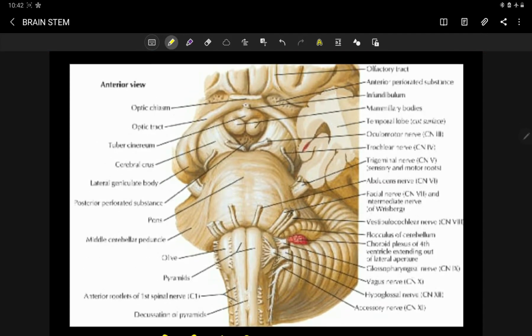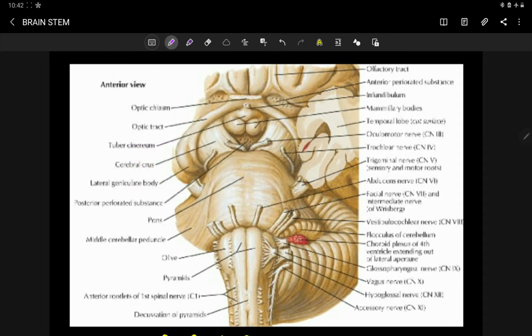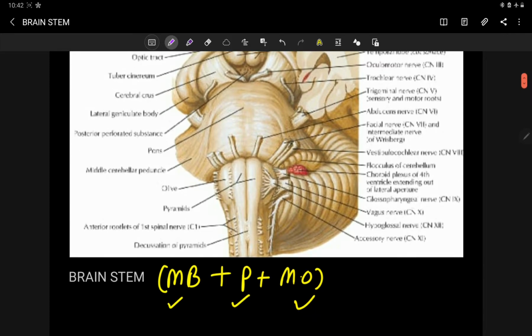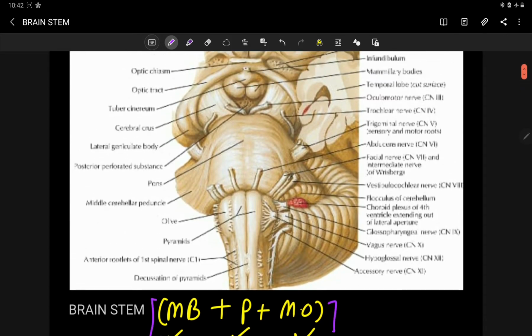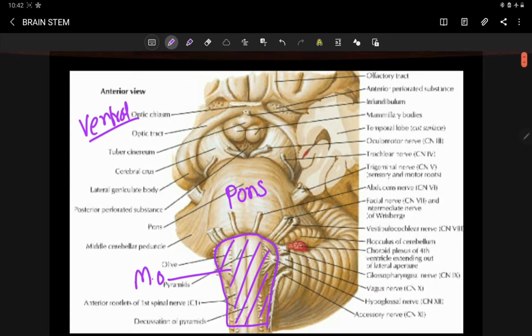Here you can see the ventral aspect of the brainstem. So first of all, let's identify which one is your midbrain, which one is your pons, and which one is your medulla oblongata. Actually, these three are forming your brainstem. So you can see this much portion, it is your medulla oblongata. This is the ventral aspect or anterior aspect. The pons region is this. This is your pons. And what is this region? This is your midbrain region.